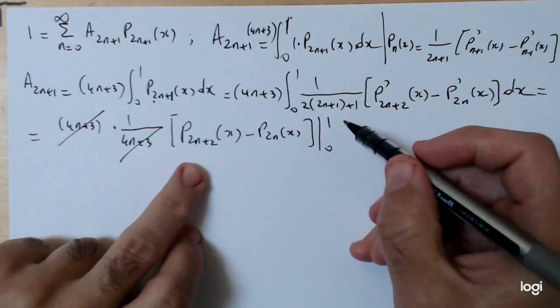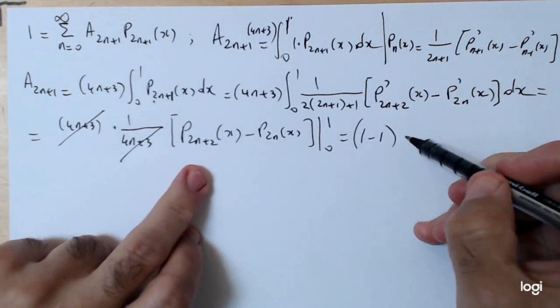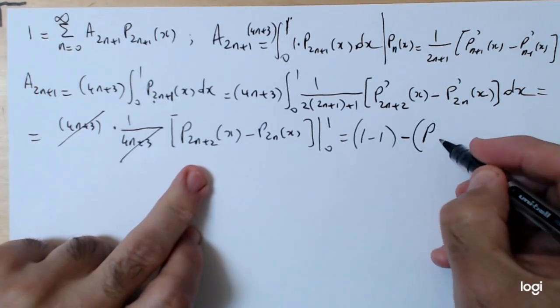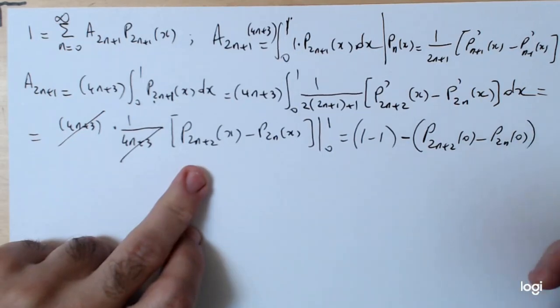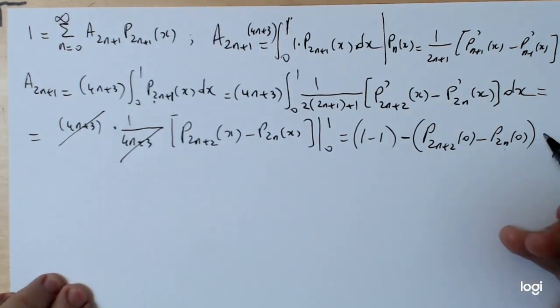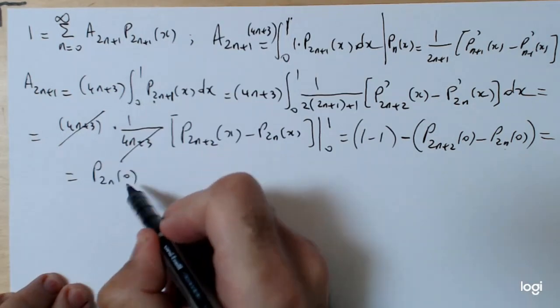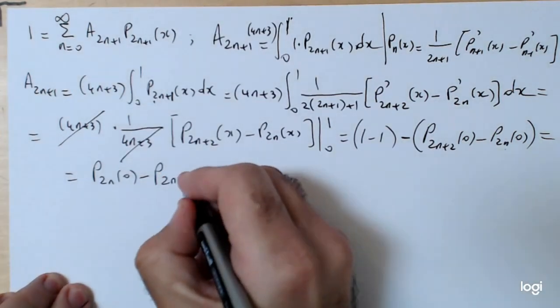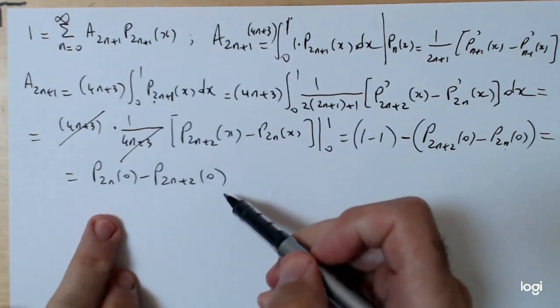So look carefully. When I plug in 1, again, that's going to be 1 minus 1, and when I plug in 0, P_{n+2}(0) minus P_n(0). These are no longer 0 because these are both even polynomials. So the formula for the coefficient is P_n(0) minus P_{n+2}(0). So like I said, if I don't say otherwise, you can leave it like that.